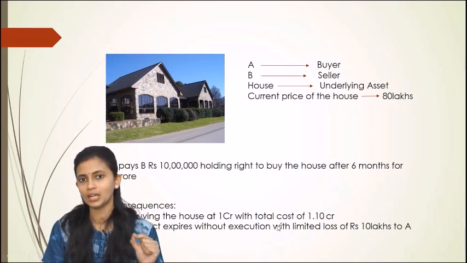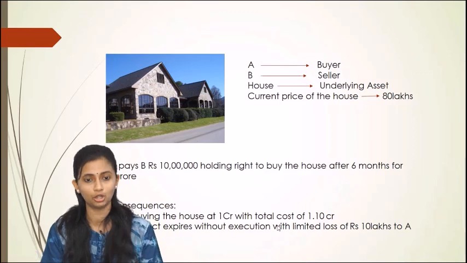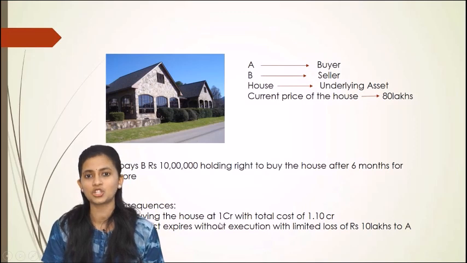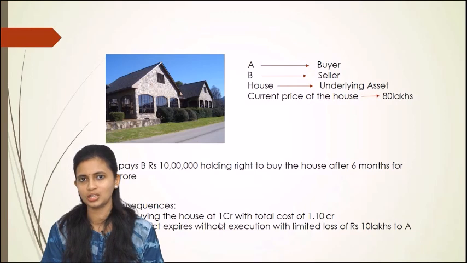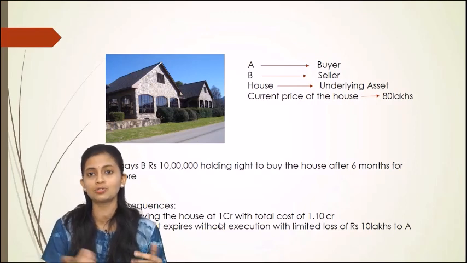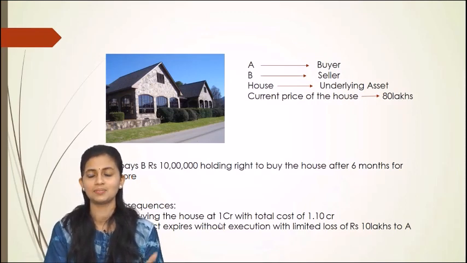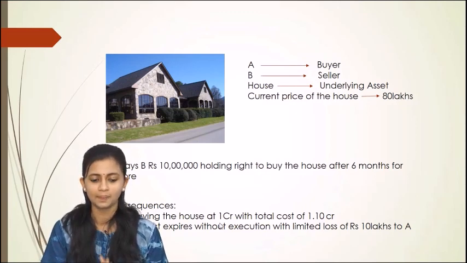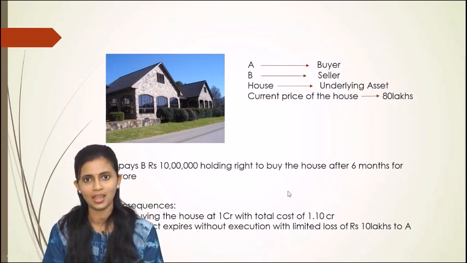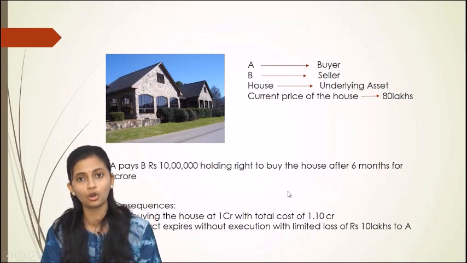Now if the value of that house doesn't go above 1 crore, then the contract will expire, because A has a right to either purchase that house or to leave the contract to expire. Now what is the best option that A has if the house doesn't gain? Say something else was happening and the value of that house has come to 60 lakhs from 80 lakhs. Okay, it has been undervalued. Then the contract expires without execution, with a limited loss of 10 lakhs to A. Now what is the loss that can happen to A? It is just 10 lakhs, which is again a known loss.